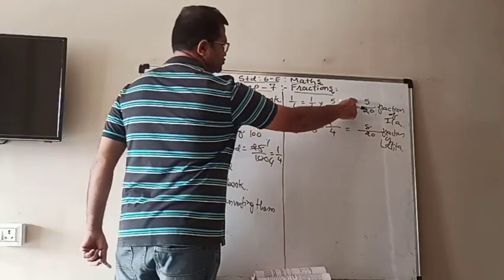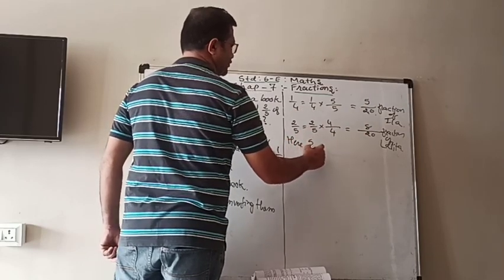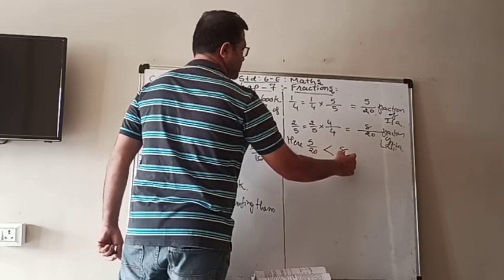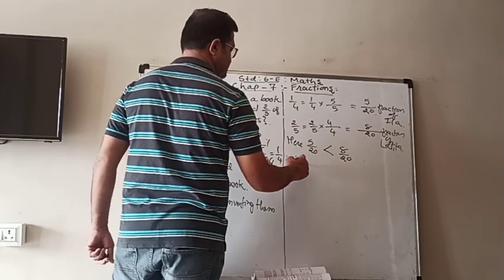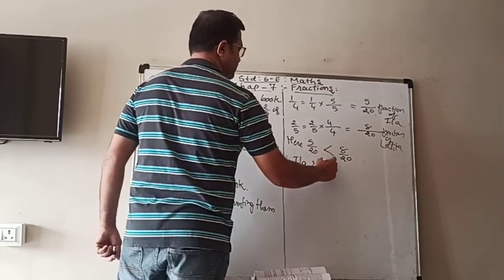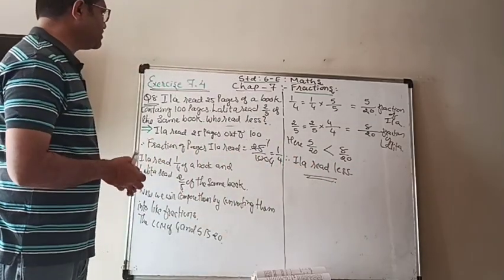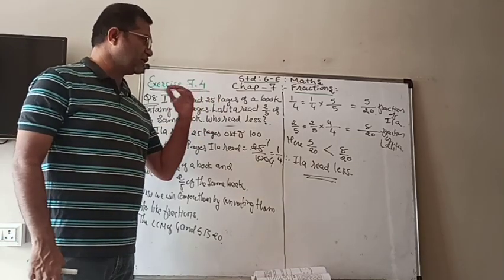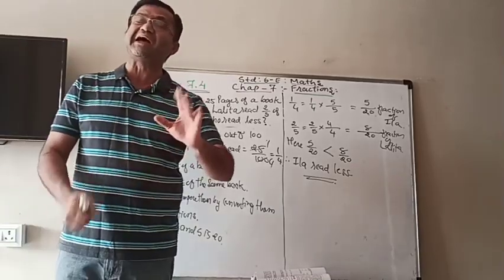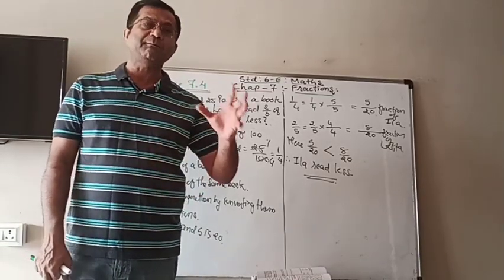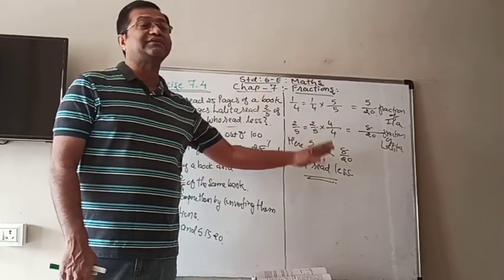So here which one is less? This one or that one? Here 5 upon 20 is less than 8 upon 20. Therefore, whose fraction is this? Ila's. Therefore, Ila read less. So when the question is given like that, we have to convert both into fractions, and then by converting them into like fractions, we can compare them and check who is more and less, like this.